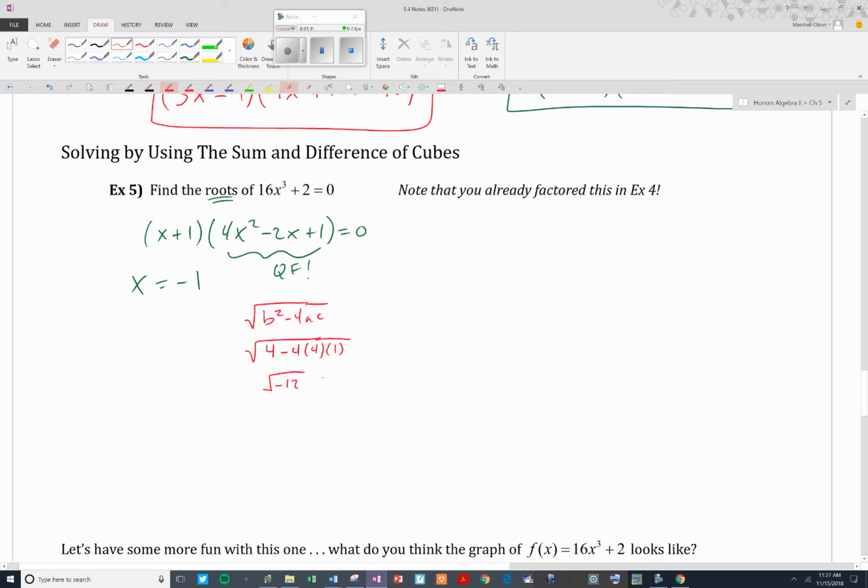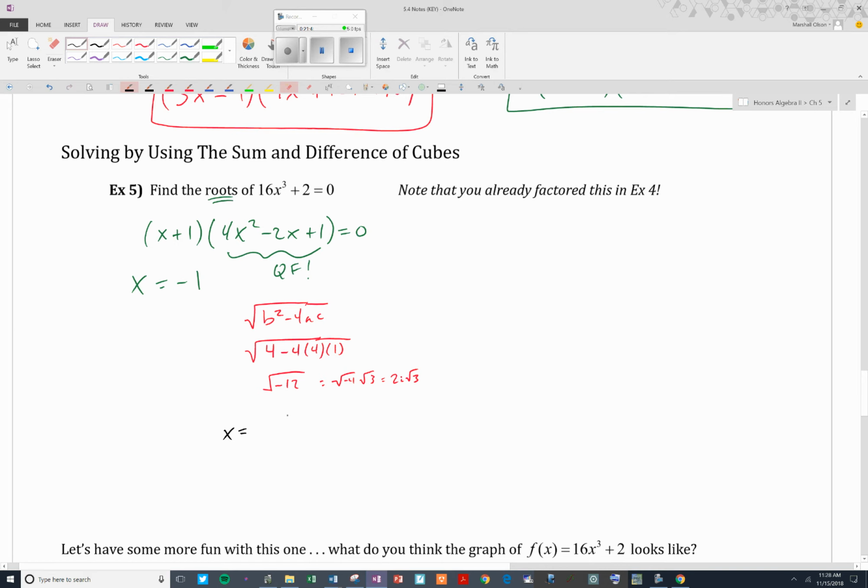12 has a 4 and a 3 in it. I'm going to put the negative with the 4 so that I can simplify this to 2i square roots of 3. So I'm going to put that into my quadratic formula here.